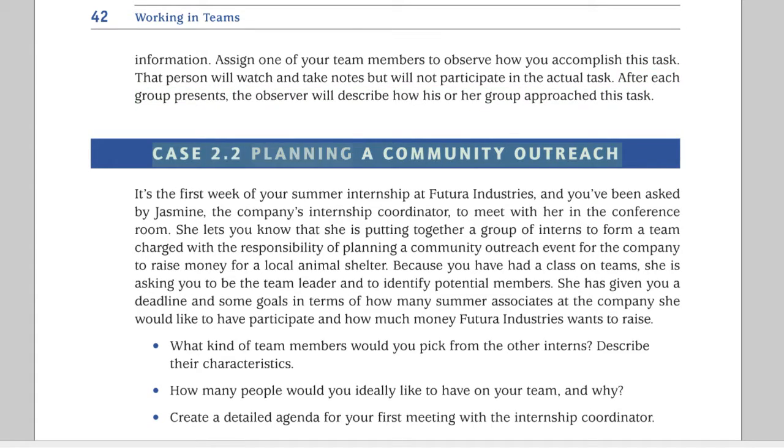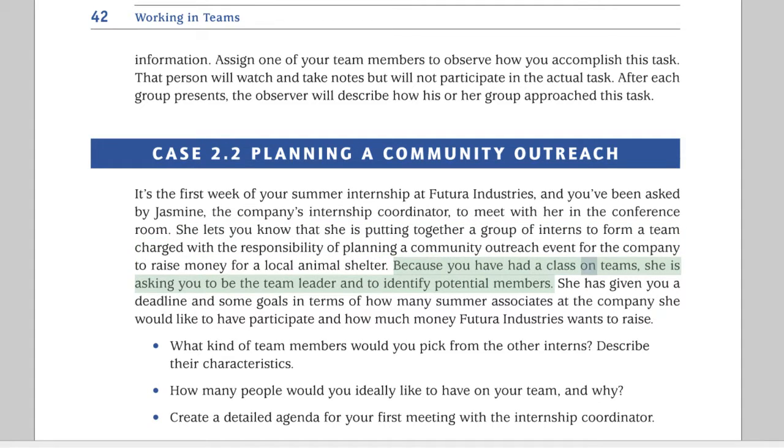Case 2.2, planning a community outreach. It's the first week of your summer internship at Futura Industries, and you've been asked by Jasmine, the company's internship coordinator, to meet with her in the conference room. She lets you know that she is putting together a group of interns to form a team charged with the responsibility of planning a community outreach event for the company to raise money for a local animal shelter.